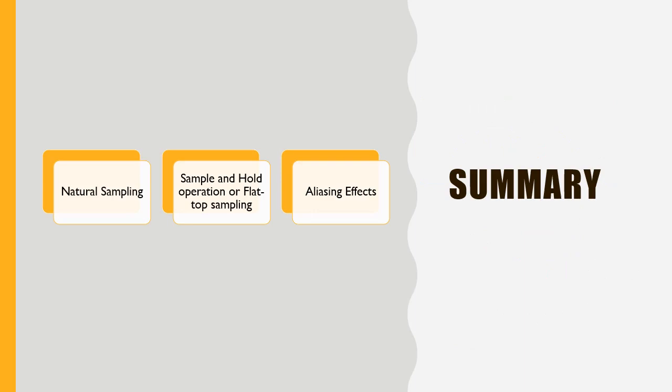Coming to the summary of this session, we have studied natural sampling, then looked into the disadvantage caused in natural sampling, and went for the sample and hold operation, which we also call flat top sampling. Flat top sampling is the most practical one, made by using a sample and hold circuit.